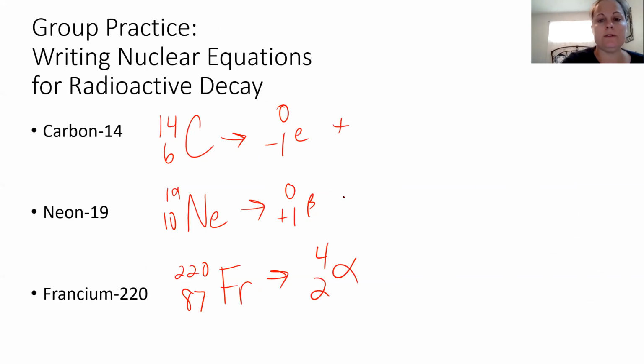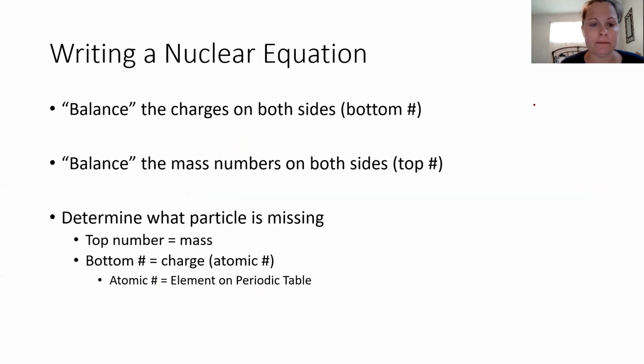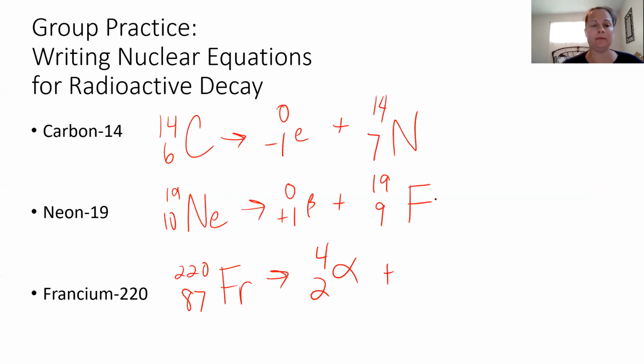And then the last thing you'd have to do is fill in your missing particle. 14, 0 mass, 14. New atomic number 7. Nitrogen is element 7. Carbon 14 decay is complete. For neon 19, 19, 0 change in the mass, so 19 is my mass number. 10 minus 1 is 9. Then I head to the periodic table, and element 9 is fluorine. And that is the decay of neon 19.